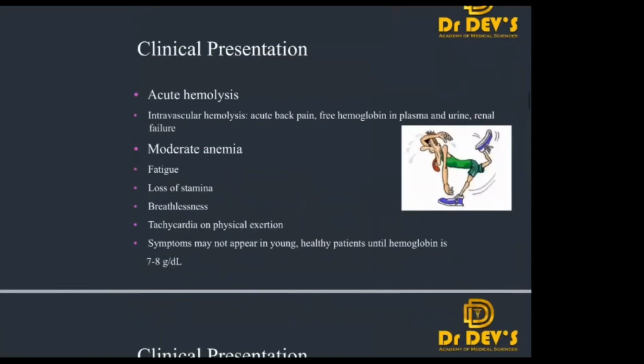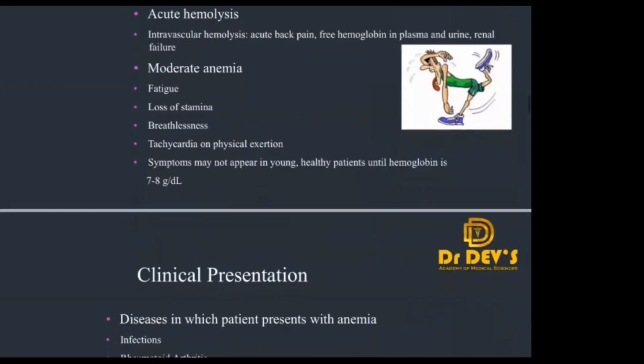The clinical presentation can include intravascular hemolysis. The patient will have black colored urine, which is the most important sign, or acute back pain due to the acute hemolysis. In moderate anemia, the patient will have fatigue, loss of stamina, breathlessness, and tachycardia.